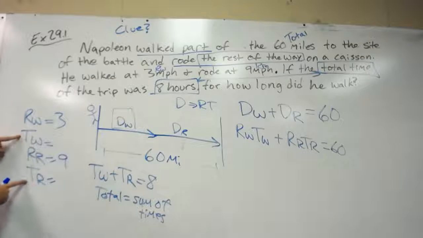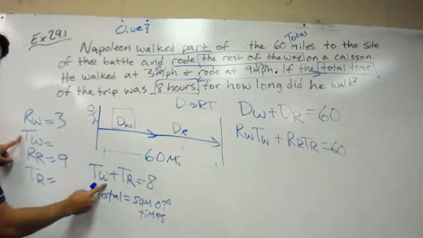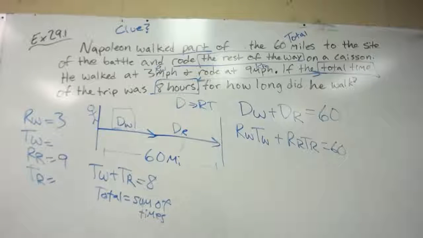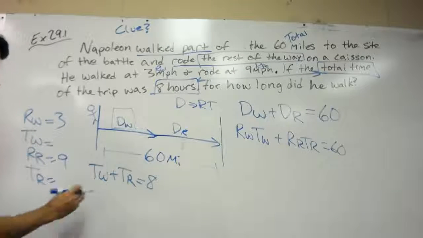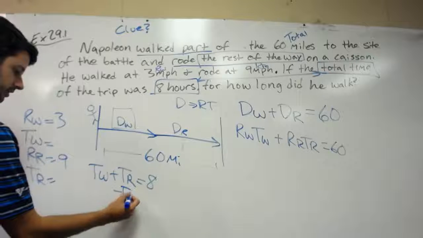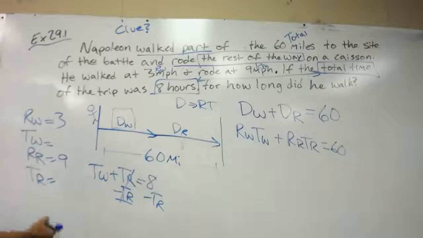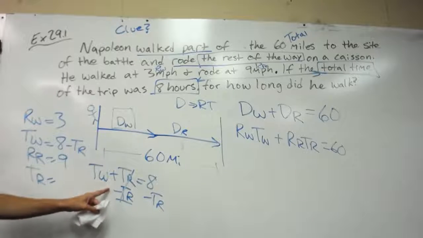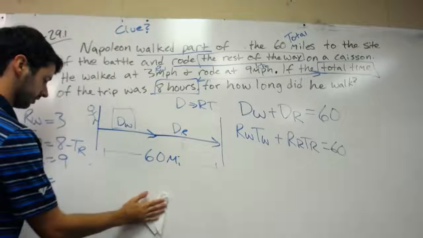From here, time walked plus time rode equals 8. Well, that still doesn't give us an exact variable of time walked or time rode. What can we do? We could subtract one or the other to isolate a variable. So what I'm going to do is isolate TW and get it by itself by subtracting TR. And what that would give us is TW equals 8 minus TR. So we just move that there. Now we can plug in and solve our equation.